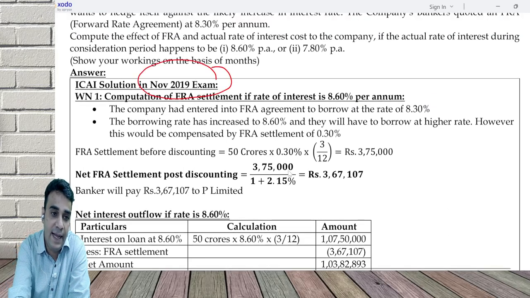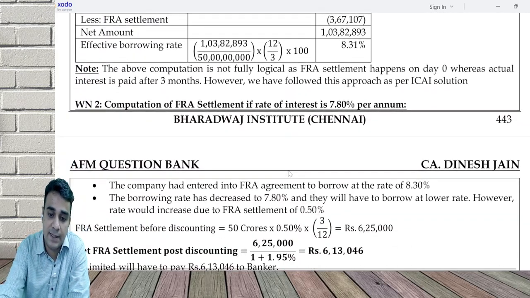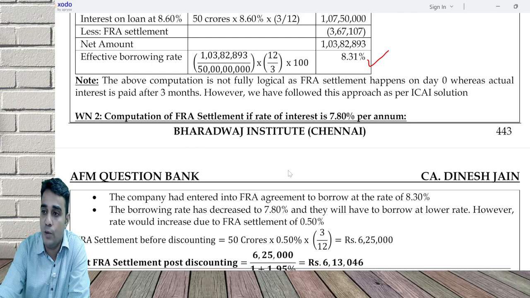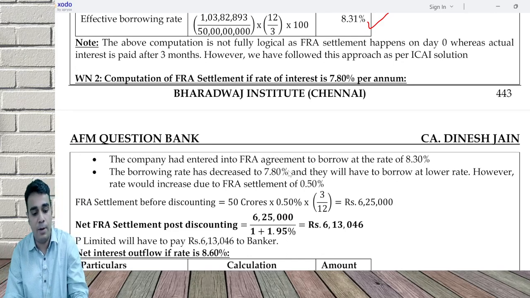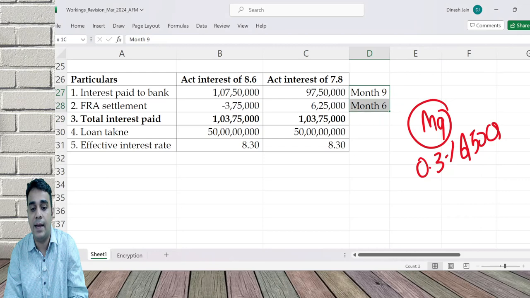November 2019 exam, they presented this answer. I would prefer you to follow this, because this has come more recent. But again I'm repeating, everything is perfect. The solution has no problem. The only problem is I cannot add month 9 and month 6, which is where you had that point.